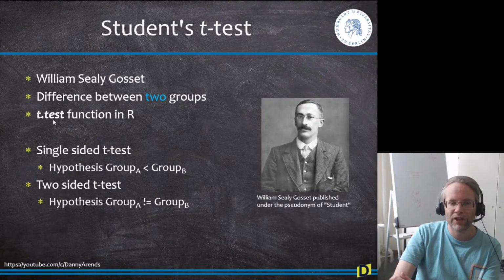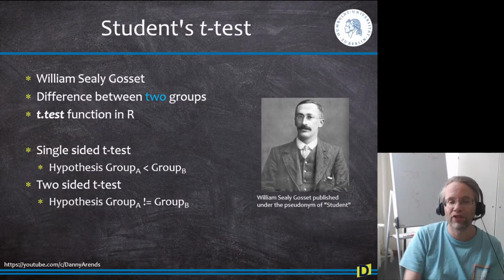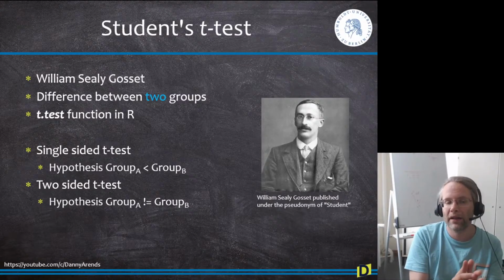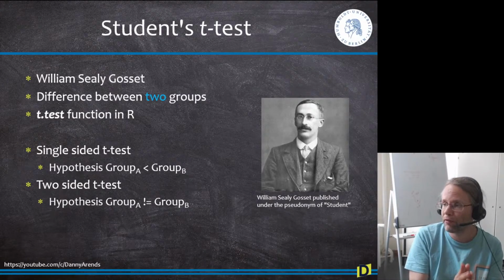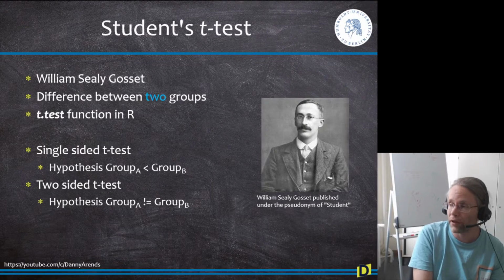In R, it's called the t.test function, and there are two ways to do a t-test. There are two hypotheses that you can test. You can have a single-sided test where you ask if the A group is smaller than the B group, or if the A group is larger than the B group. And this is a more powerful test, because before we can do a single-sided t-test, we have to have a hypothesis. We have to have data collected beforehand that makes us expect group A to be smaller than group B, right?